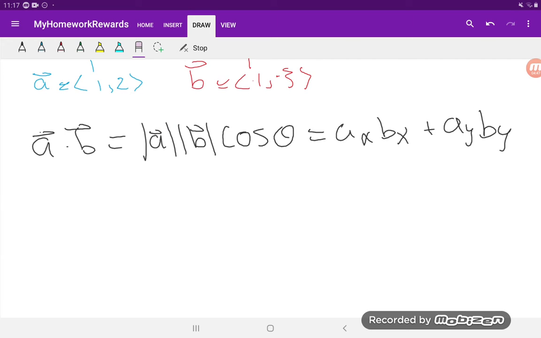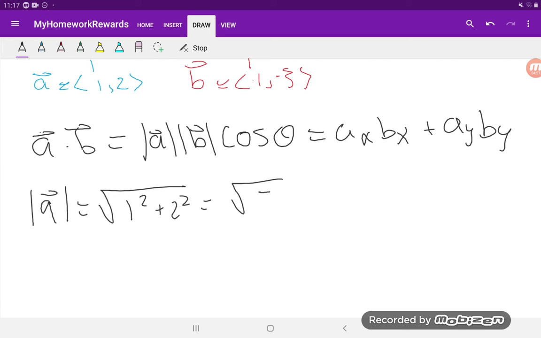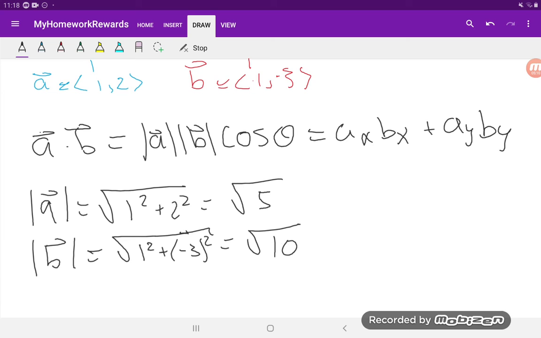So I will do some of these one by one. We can say the magnitude of a is equal to the square root of 1 squared plus 2 squared, which is the square root of 5, and the magnitude of b is the square root of 1 squared plus (-3) squared, which equals the square root of 10. 3 squared is 9, plus 1 is 10.